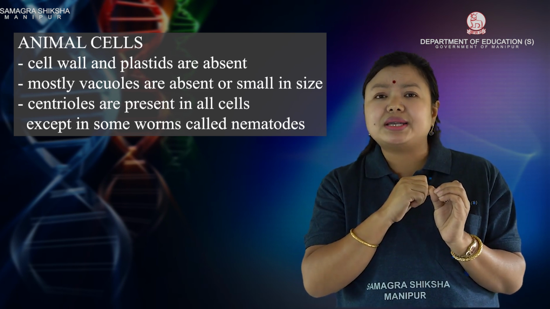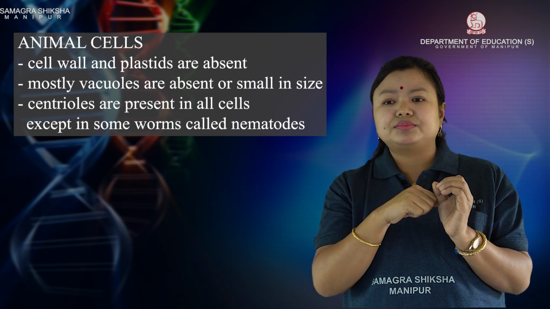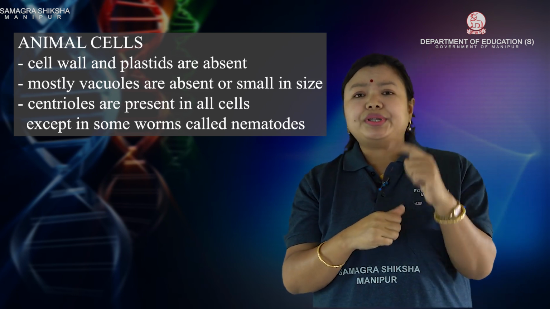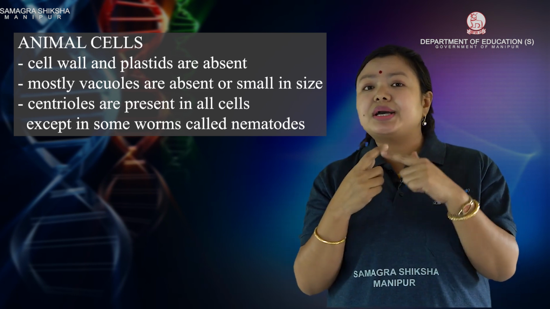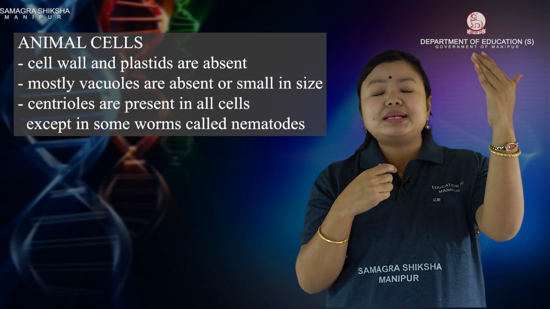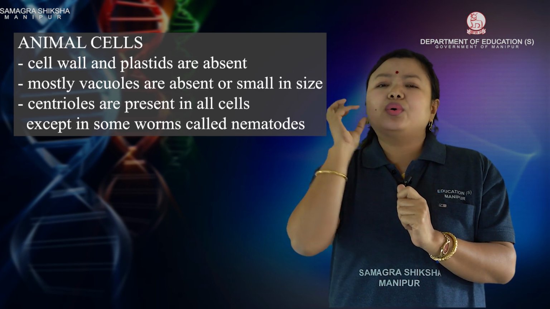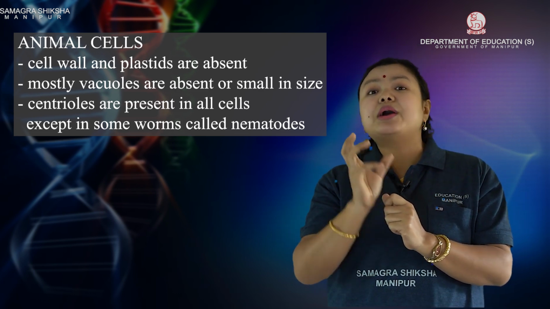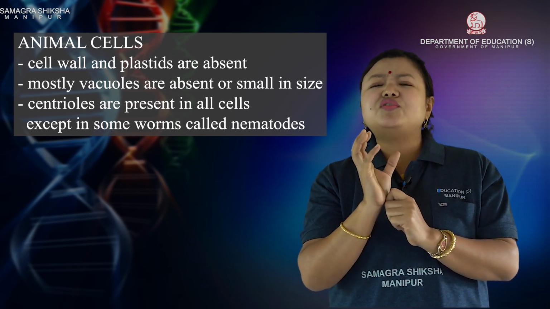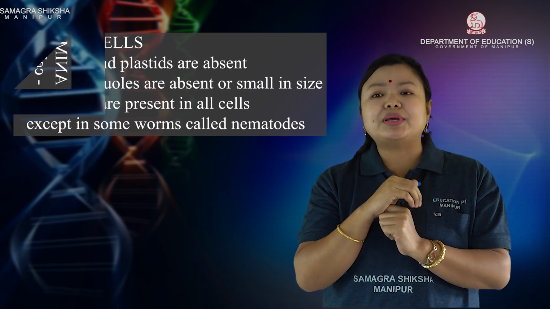Animal cell only fat cells. Then one point: centrioles. Centrioles are absent in the plant cell. So in case of the animal cell, what happened? In all the animal cells, centrioles are present, except in a few worms like nematodes.